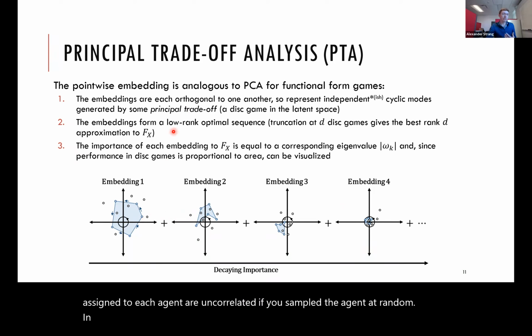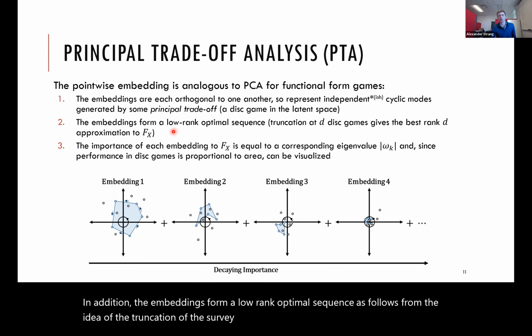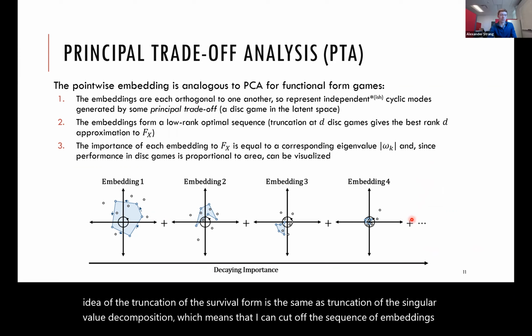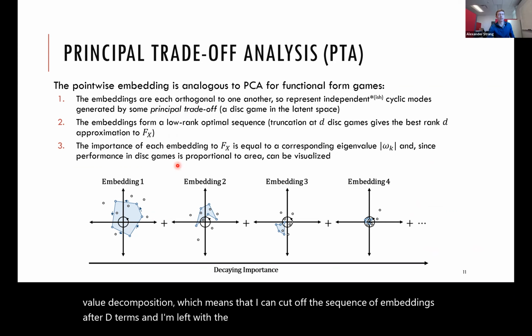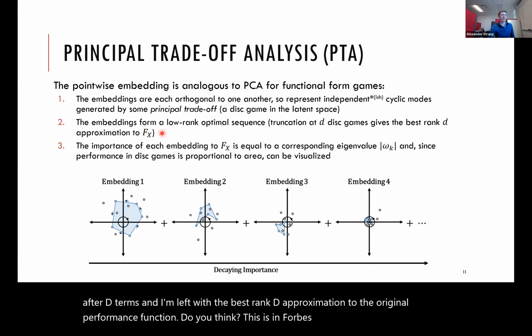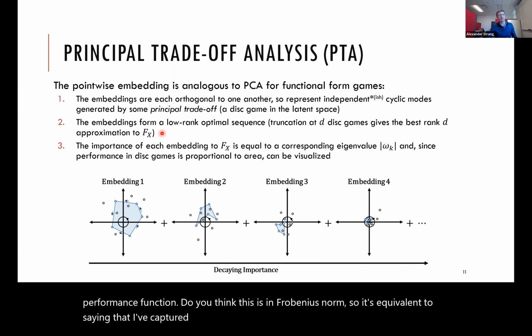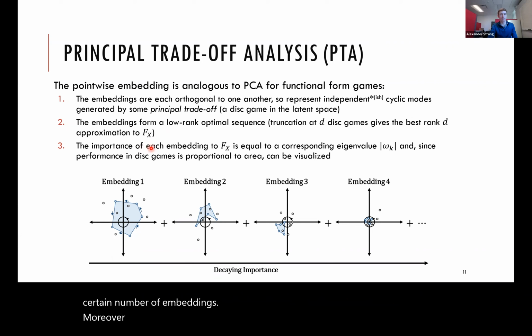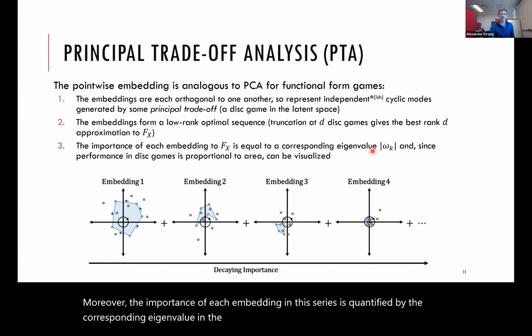In addition, the embeddings form a low-rank optimal sequence. This follows from the idea that truncation of the Schur real form is the same as truncation of the singular value decomposition, which means that I can cut off the sequence of embeddings after D terms, and I'm left with the best rank D approximation to the original performance function. You can think this is in Frobenius norm, so it's equivalent to saying that I've captured as much of the variance in performance as I can up to a certain number of embeddings. Moreover, the importance of each embedding in this series is quantified by the corresponding eigenvalue in the usual fashion.